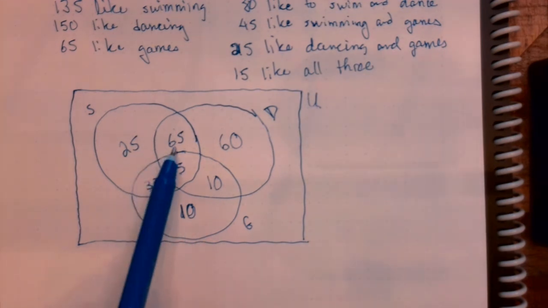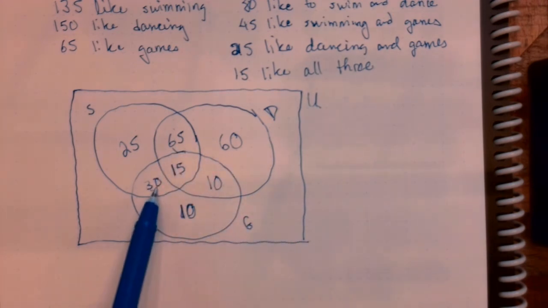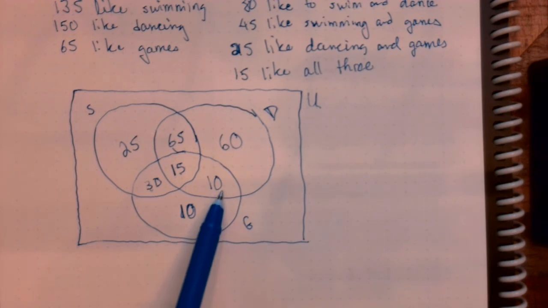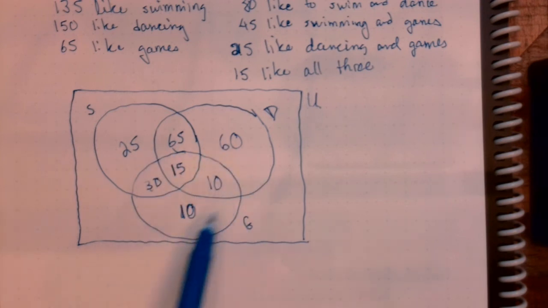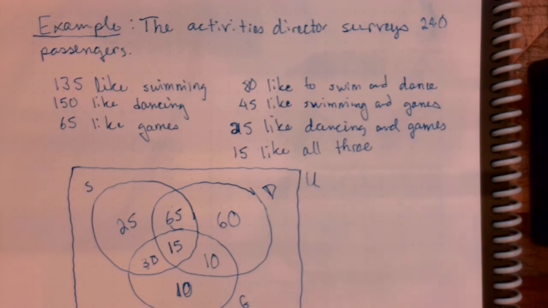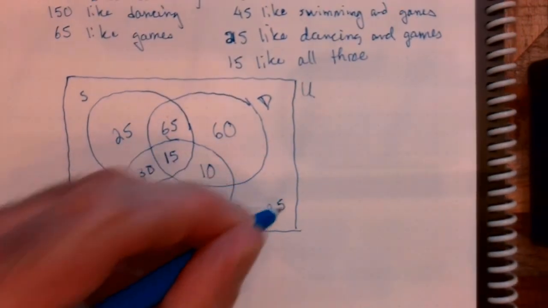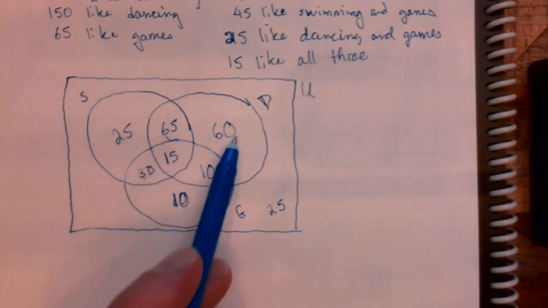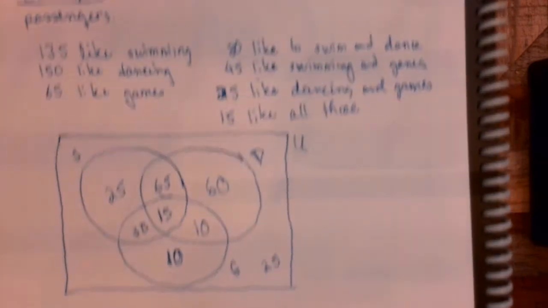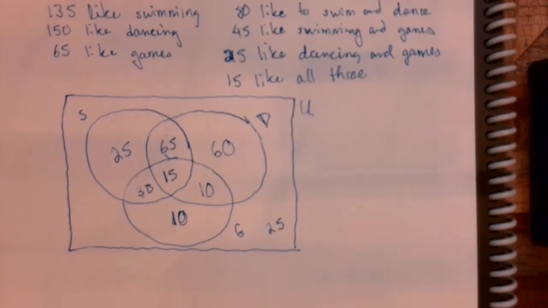Okay, so 25 plus 65, that's 90. That's 150. 180. 200. 215. Okay, so if I total out all the numbers I put in here so far, I'm getting 215. I got to get up to 240. So that must mean there are 25 people out here. And now if I total out all the numbers that I put in the diagram, that should get me to 240. Okay, now I can answer some questions.